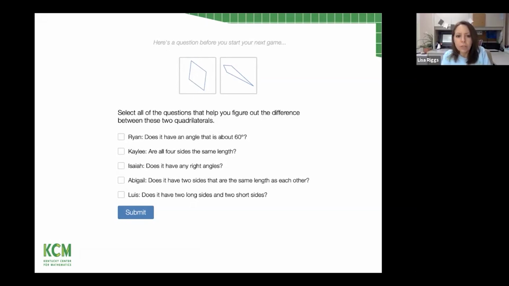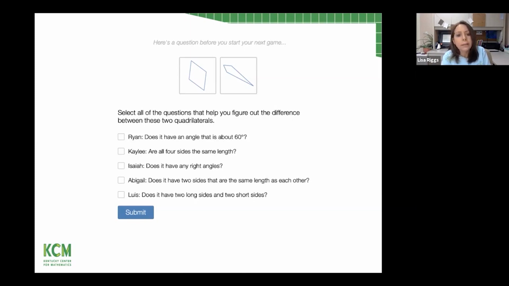So Ryan's question, does it have an angle that's about 60 degrees, is probably not going to help us because both of those angles appear like they might be close to that. So that one might not work. Somebody says Lewis's question would also work. Does it have 2 long sides and 2 short sides? Yeah. So that one kind of tells us it's that one too, right?